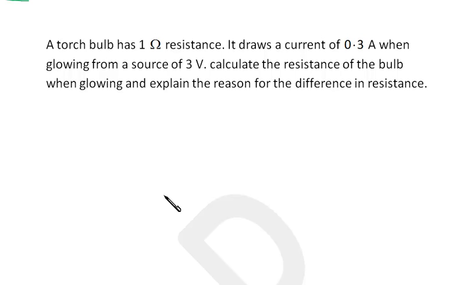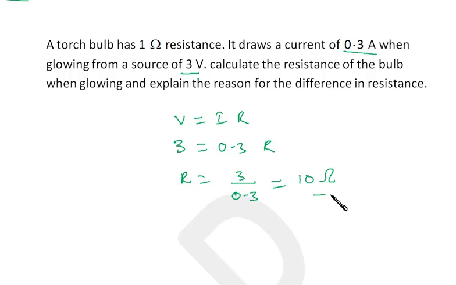Now friends, let's see this problem. A torch bulb has 1 ohm resistance. It draws a current 0.3 ampere when glowing from a source of 3 volt. Calculate the resistance of the bulb when glowing and explain the reason for the difference in resistance. So we have Ohm's law with us. V is equal to IR. Here V is 3 volt, current is 0.3 ampere, and resistance we have to find out. So it's 3 upon 0.3, that's 10 ohm.